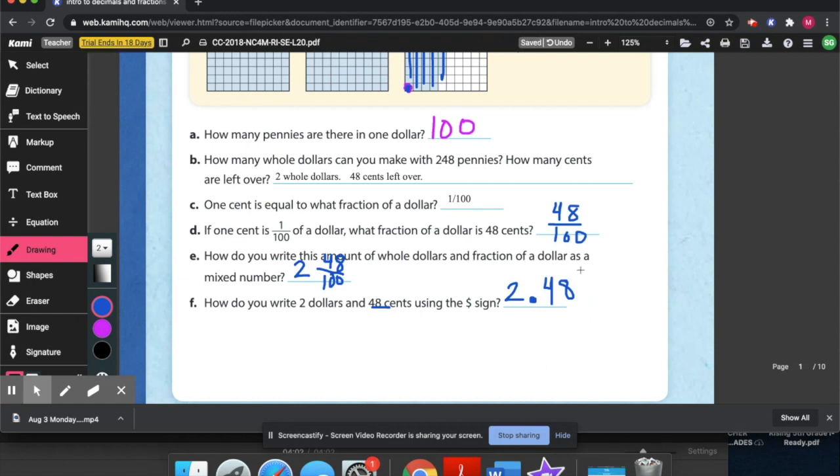And if, let's say you were given just this, $2.48, and they asked you to put it into a fraction, you're going to think, oh, this is in front of the decimal, so that's my whole number, and it's in the ones place. So you have your whole, and it's going before your fraction. 48 cents. This is the hundredths place value, so you know there's going to be 100 underneath 48.